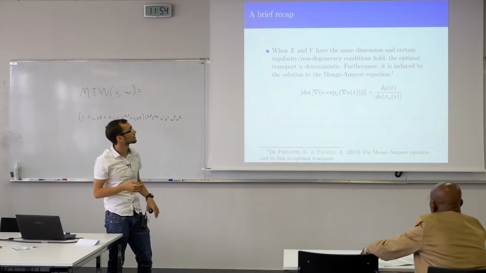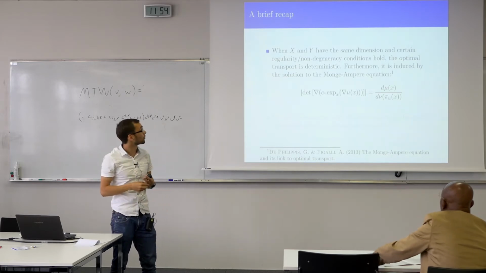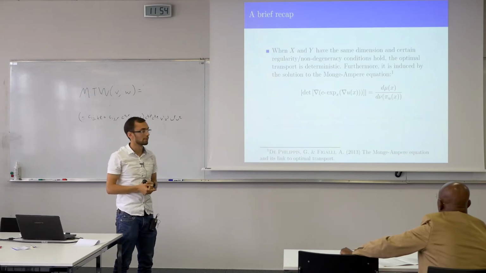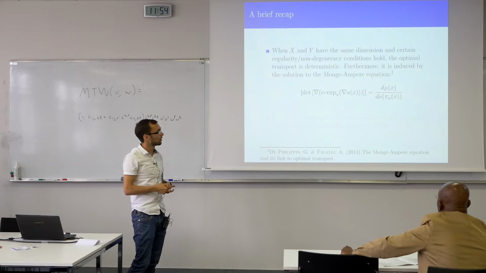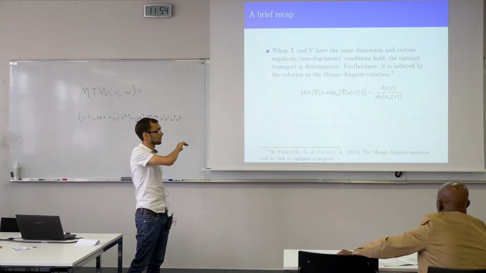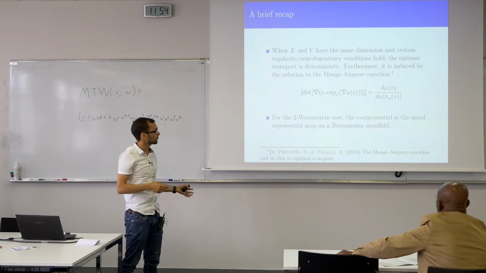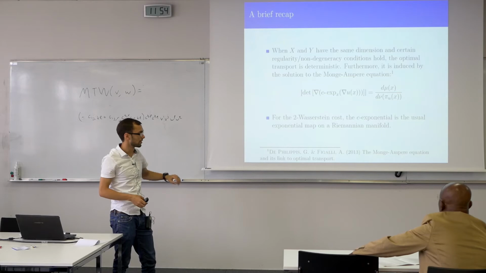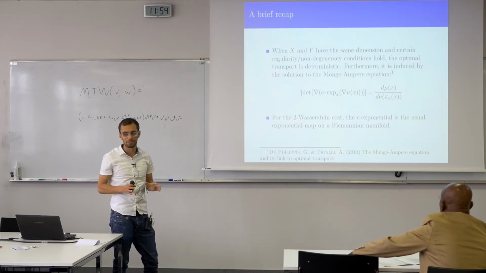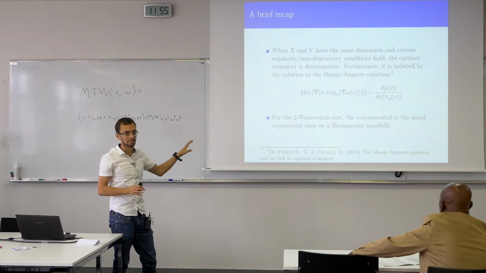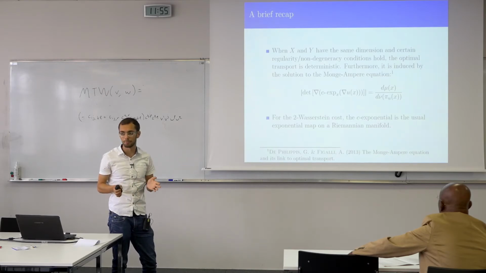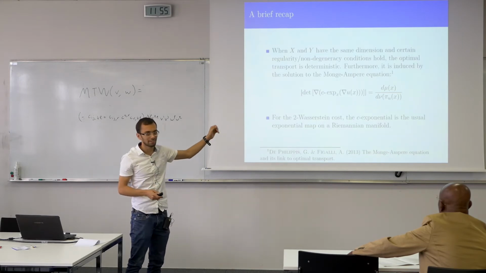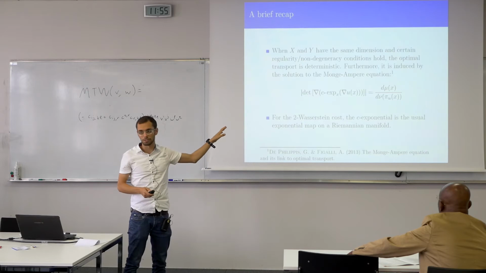So if x and y have the same dimension, and certain regularity and non-degeneracy conditions hold, then the optimal transport is deterministic. Furthermore, it's actually induced by a solution to a Monge-Ampère equation. So for the 2 Wasserstein cost, that c-exponential is the usual exponential map on a Riemannian manifold, but I'm not going to write out what the c-exponential is in this talk. It's in the paper, but it's not really important. The thing to keep in mind is that this should look like a Monge-Ampère equation.